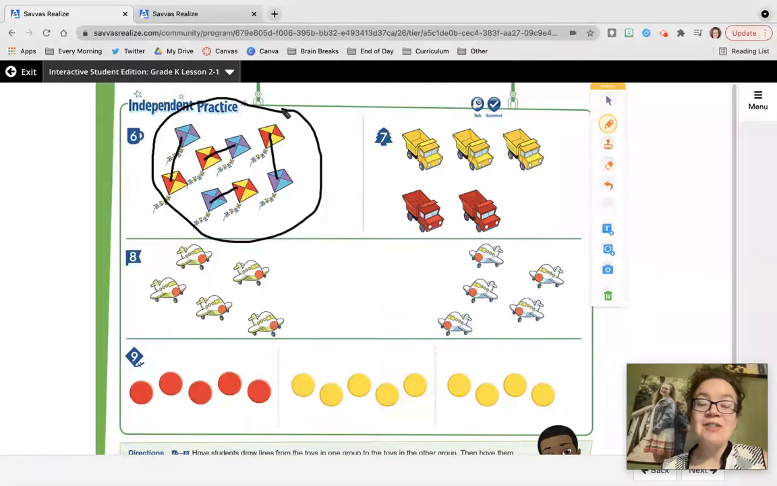Put your finger on tree number 7. Okay, we're connecting the yellow trucks to the red trucks. Yellow to red, 1. Yellow to red, 2. Yellow to, uh-oh, there are 3 yellow trucks, but there are 2 red trucks. They are not equal because we cannot make a match with each one. So cross it out. It is not equal.